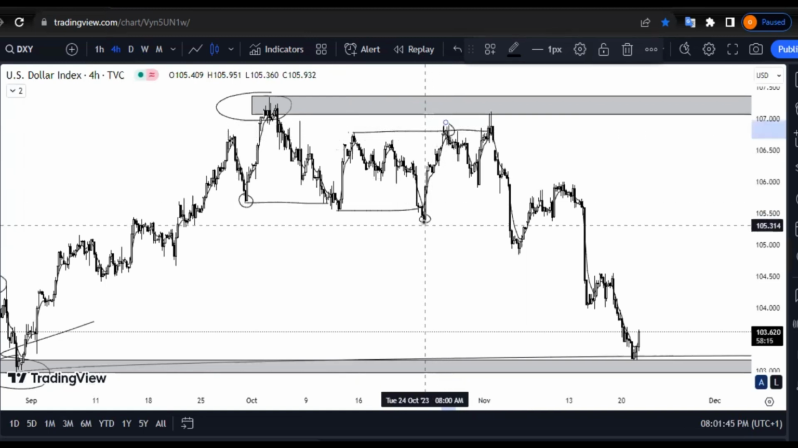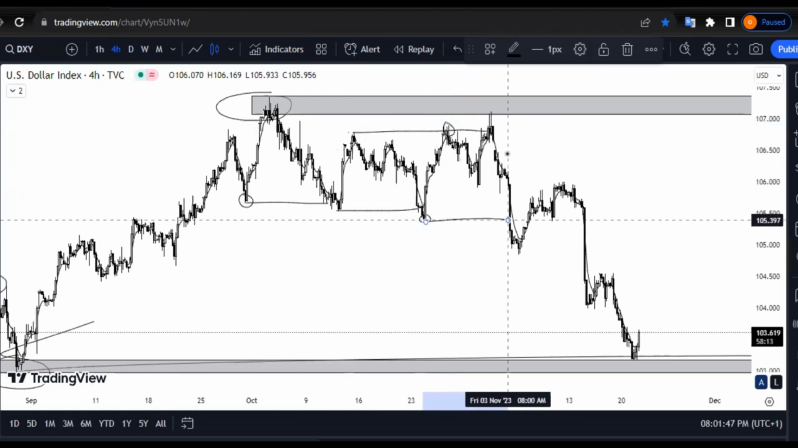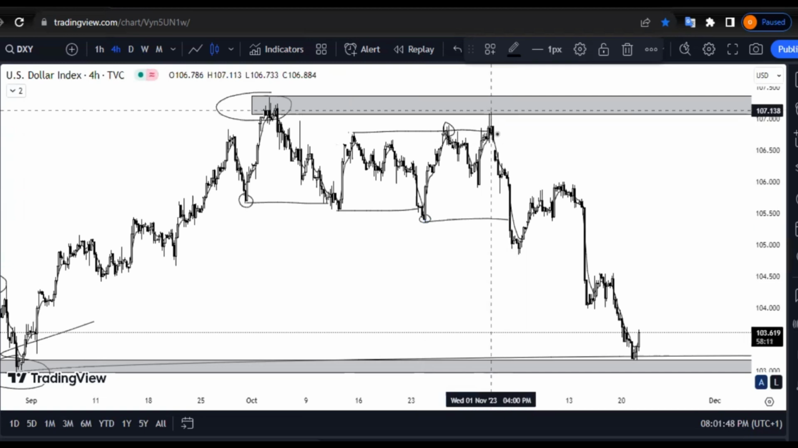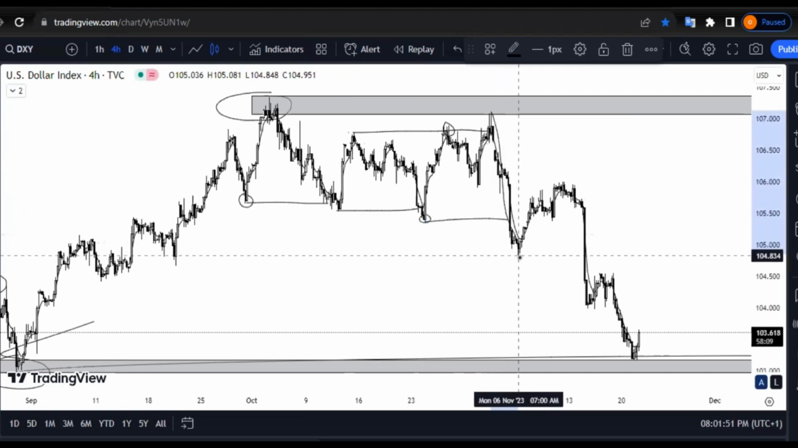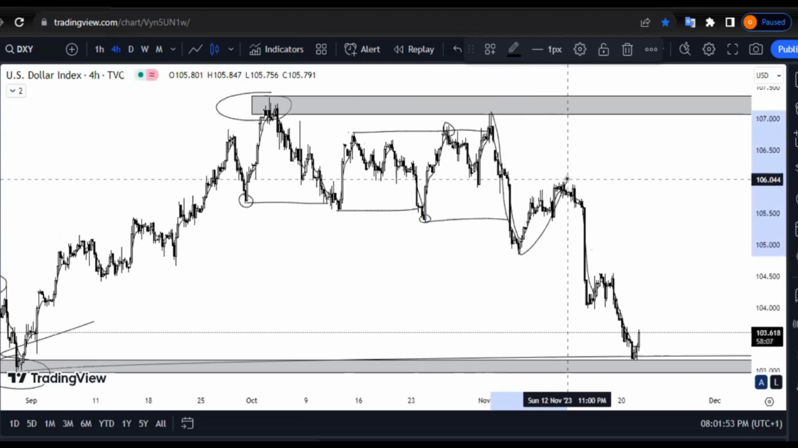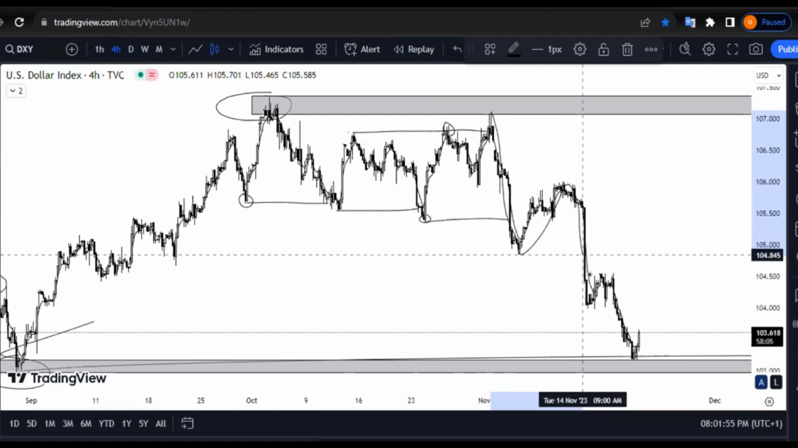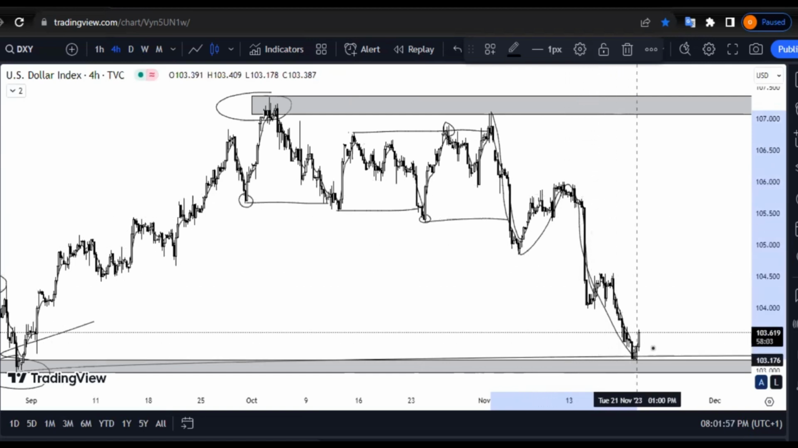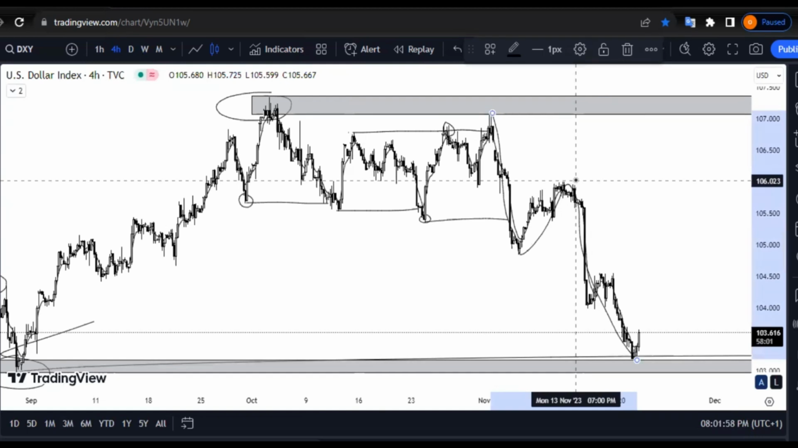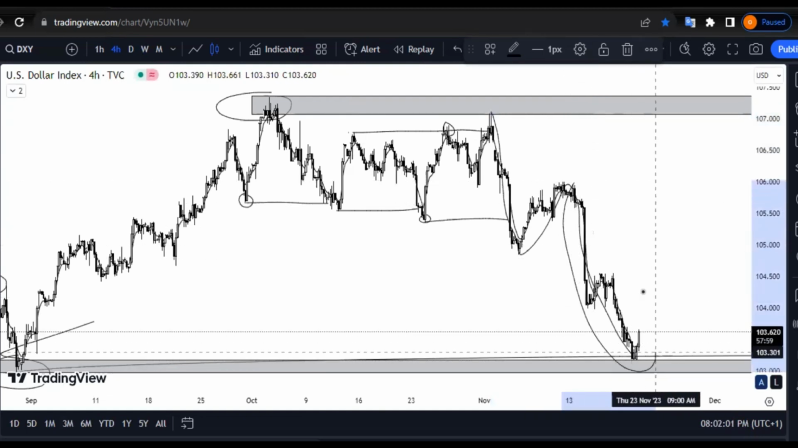Okay. Now we have a break of structure. You can remember the last time we were looking at this market, we looked at what? Impulse, correction, and then what? Impulse. So all of this is one move. From this point to this point is one move.